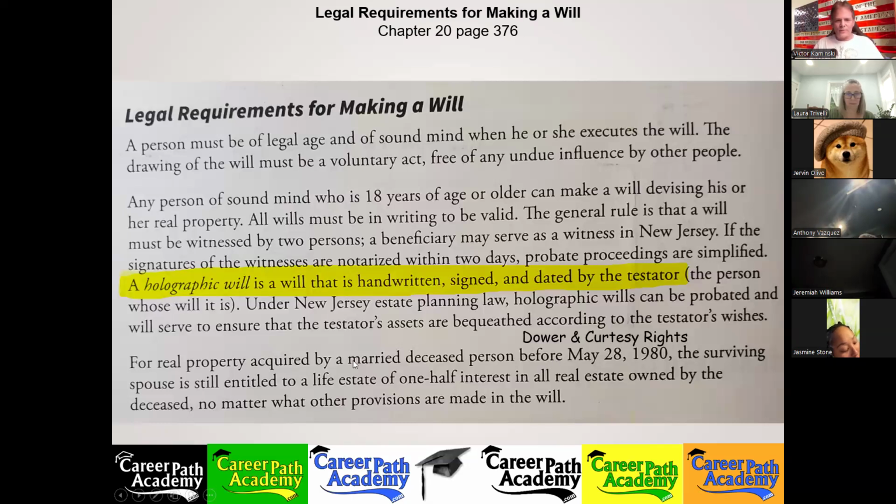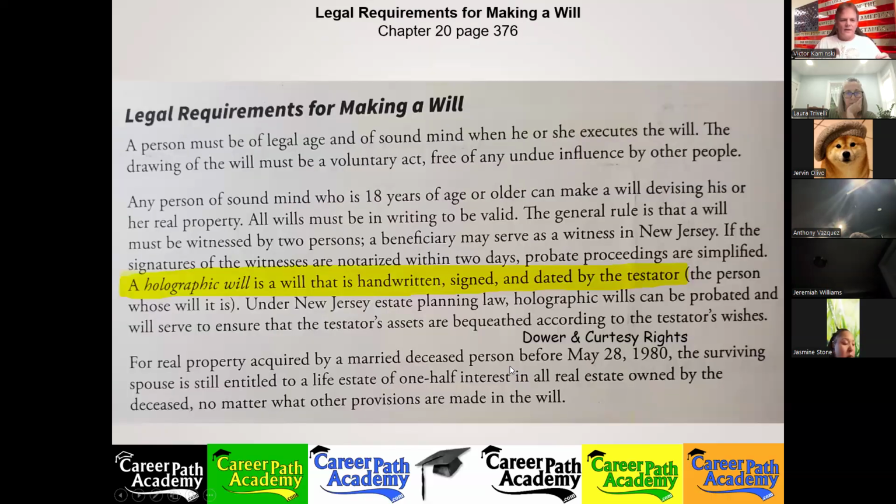then we also have, for real property acquired by married persons before May 28, 1980, those dower and courtesy rights. So the surviving spouse is still entitled to a life estate of a 1/2 interest in all real estate owned by the deceased, no matter what other provisions were made in the will. They're entitled to half the estate if married before May 28, 1980.